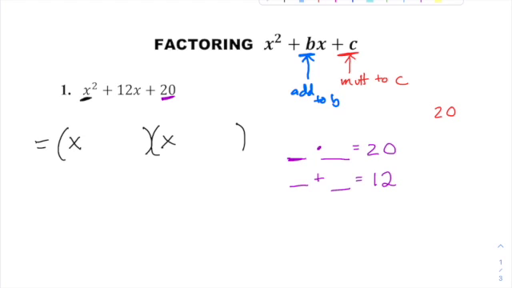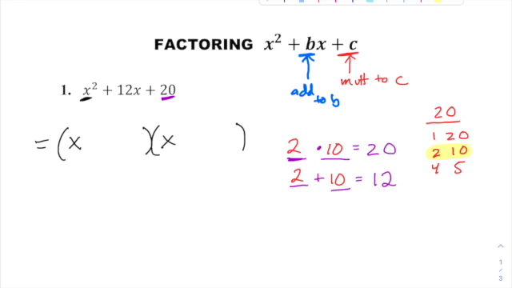What are the things that multiply to give you positive 20? Well, 1 and 20, 2 and 10, 3 doesn't go in, 4 and 5, and that's really it. So which of these will multiply to 20 and also add up to 12? And that is going to be 2 and 10. So 2 and 10 multiply to be 20, and 2 and 10 also add up to be 12.